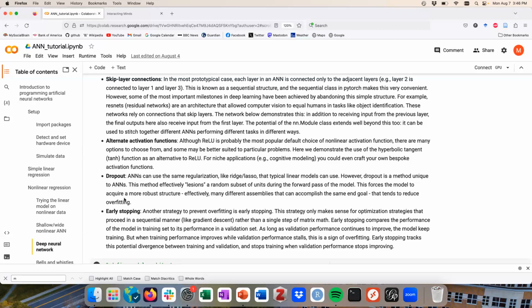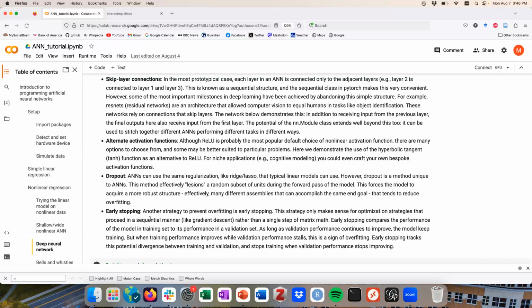You can just think about it as, this forces the model to learn many different subtrees, many different ensembles of neurons that all get to the same endpoints. And it doesn't rely completely on any one of them to get to that point. It makes it more robust, prevents overfitting.